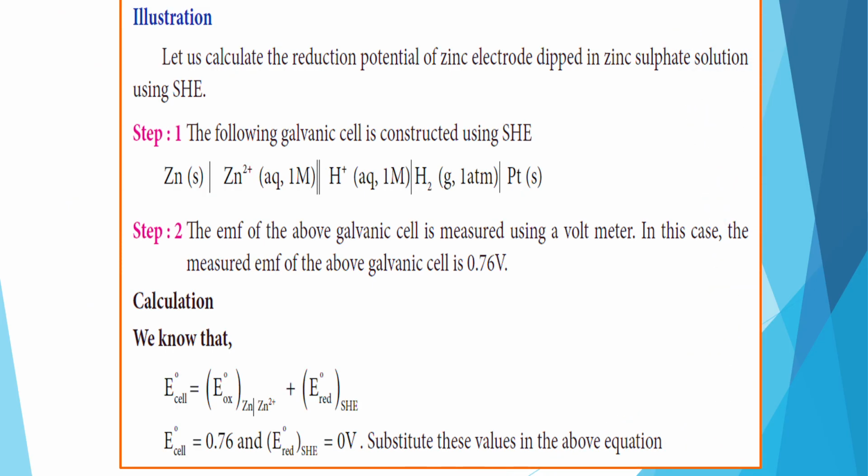So look at this. If I want to know the standard EMF of the zinc Zn2 plus electrode, then that's what I will construct the cell, and that's the idea by which I can measure the electrode potential of zinc 2 plus. Clear?